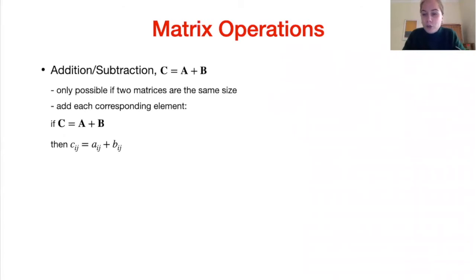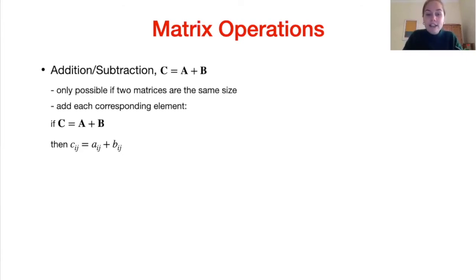Moving on then to addition and subtraction. Say we have a matrix C, and it's equal to the sum of two matrices A and B. Again, we have a condition that we need to comply with: to add two matrices, they must have the same size. So A and B must have the same size, and then C is going to have the same size as both matrix A and B.